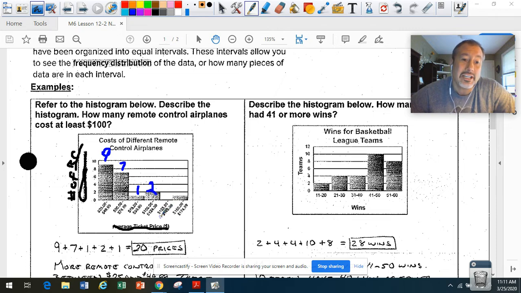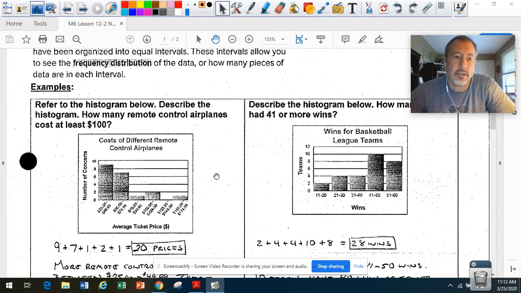And finally, as you see, there are 0 that cost $125 to $149.99. And finally, $150 to $174.99. There is just 1. So basically, what we are looking at is we have a total of 20 different remote control airplanes here. So that's how we got our 20 different prices in here. So we have that here.